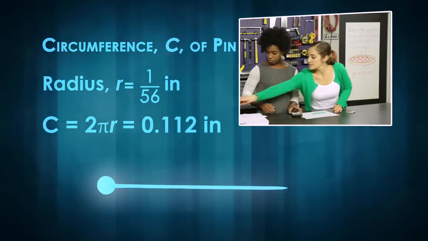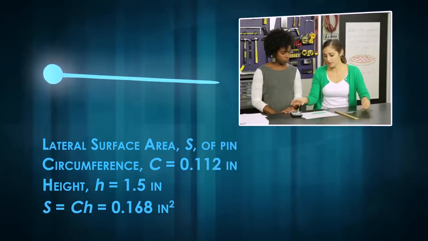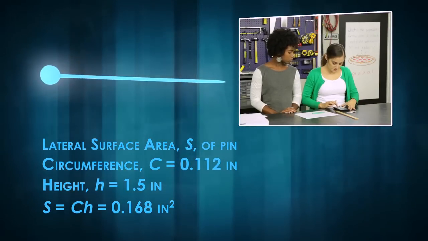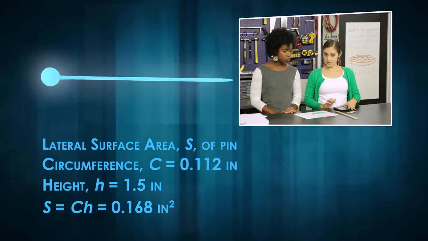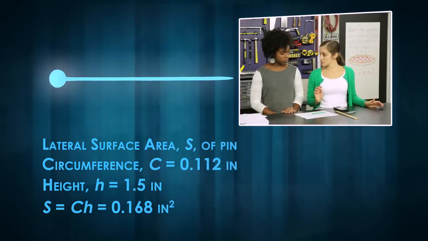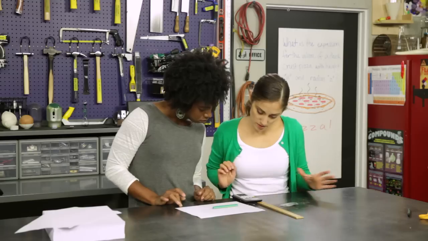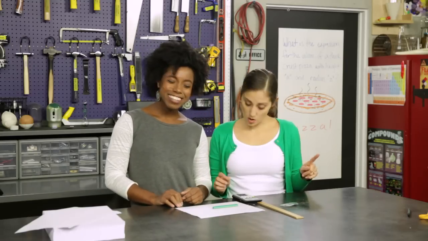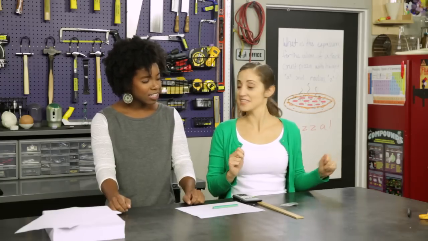Cool, so let me see this ruler. The height of the pin is 1.5 inches, so the lateral surface area would be 2 pi times 1.5 divided by 56, which would equal 0.168 square inches. And the area of the two bases, which is 2 pi r squared, equals 0.002 square inches. So the total surface area would be 0.170 square inches. That is amazing.